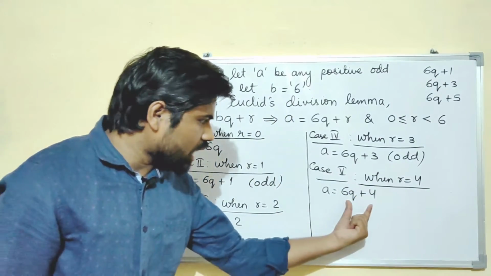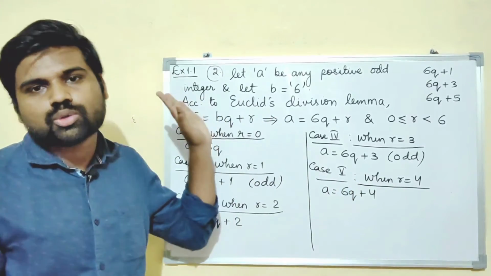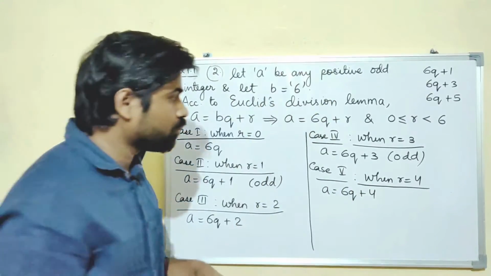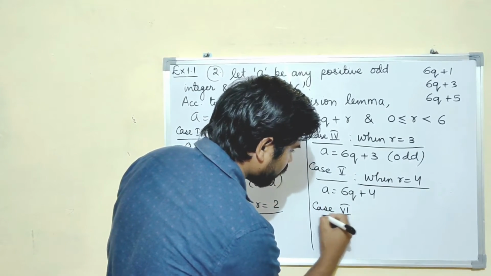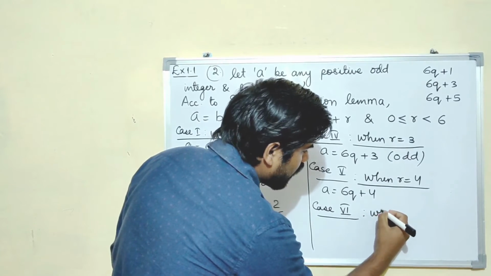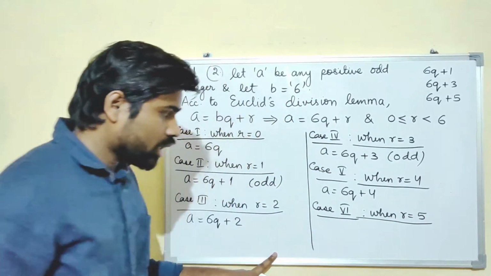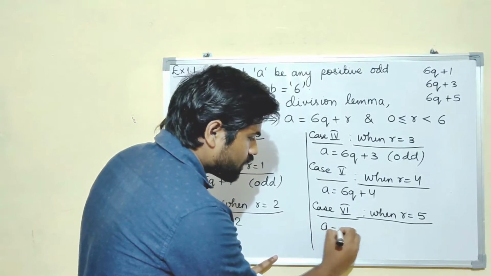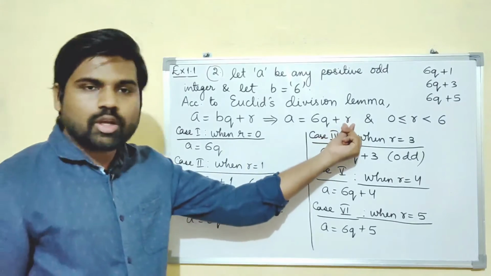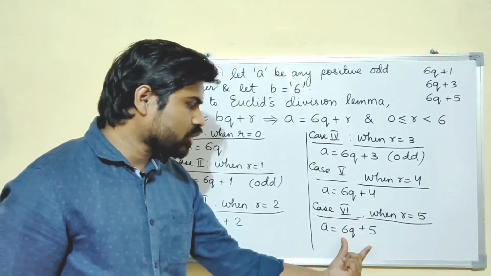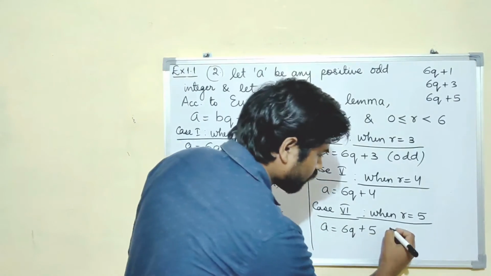All of you can see that 2 is common here. That means this is even and it is of no use to us for this question. Now let us see the case 6th, which says when r equals to 5. Now a equals to 6q plus 5, right? We'll substitute the value of r here. You'll get 6q plus 5. That means this is odd, right?